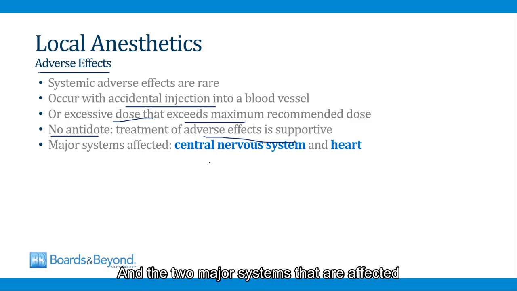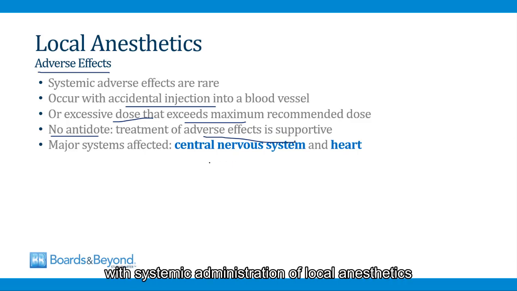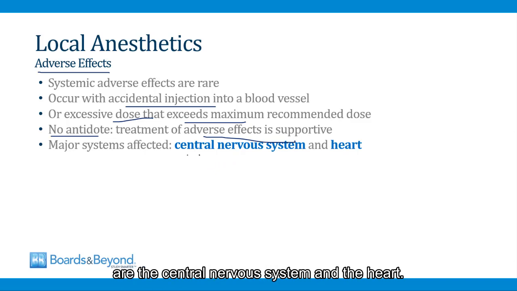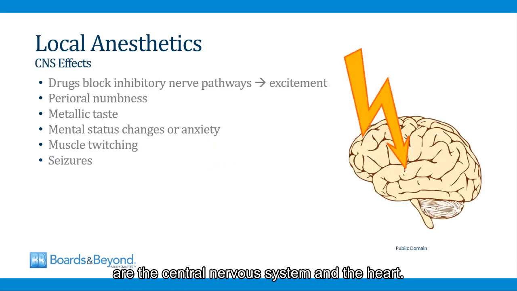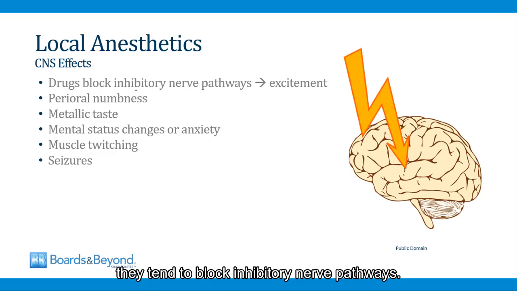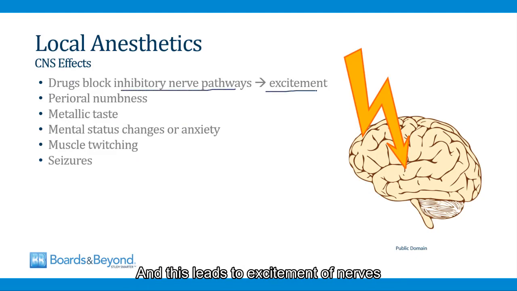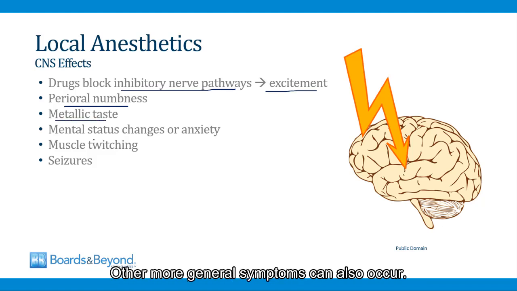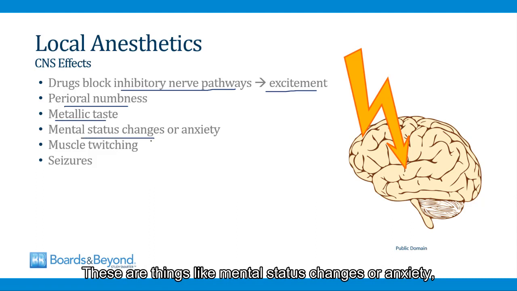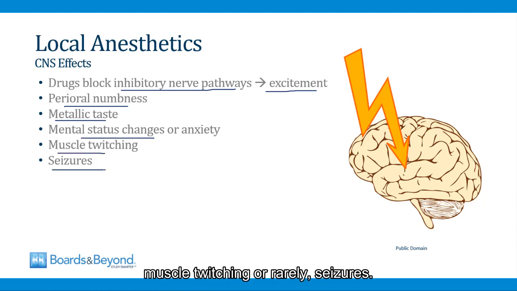The two major systems that are affected with systemic administration of local anesthetics are the central nervous system and the heart. When local anesthetics reach the brain, they tend to block inhibitory nerve pathways, and this leads to excitement of nerves that otherwise should be quiet, so patients tend to sense things that aren't there. For example, perioral numbness can occur. Patients may report a metallic taste. Other more general symptoms can also occur. These are things like mental status changes or anxiety, muscle twitching, or rarely seizures.